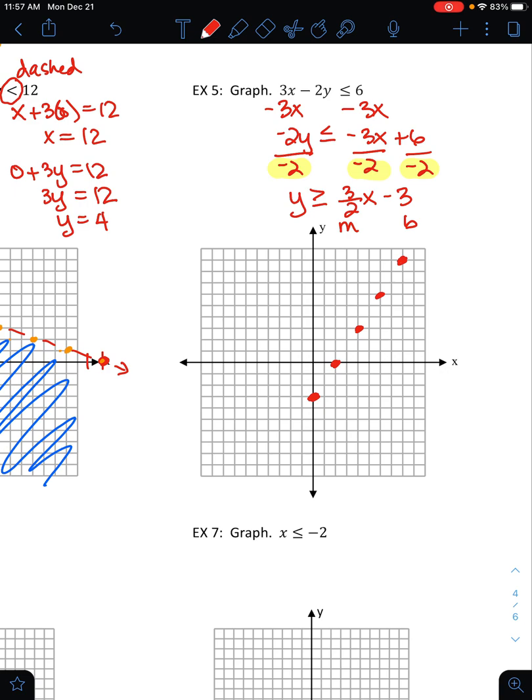And like I said earlier, I just like to fill the whole graph up. Since I'm not using a ruler, this will help me make my line as straight as possible. Okay, dashed or solid? It's an or equal, so it's solid. So let's make our line go through.